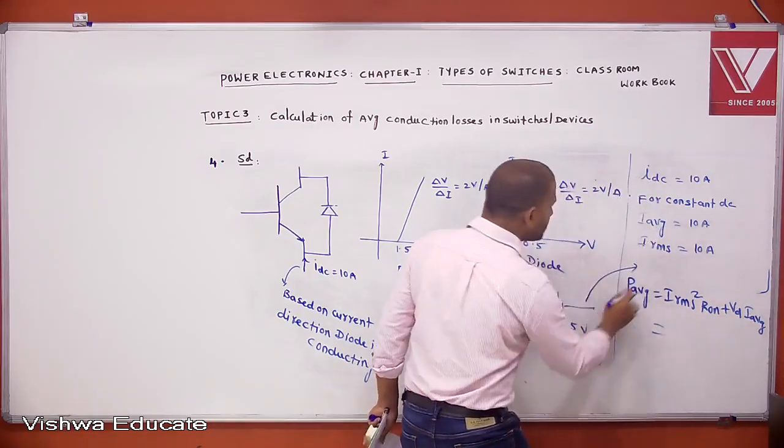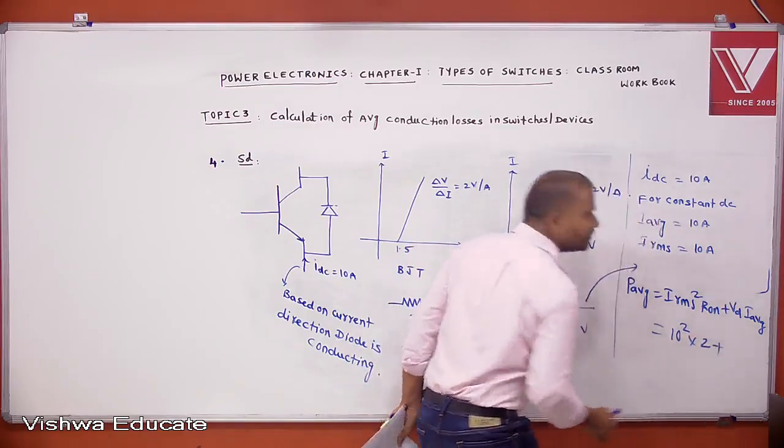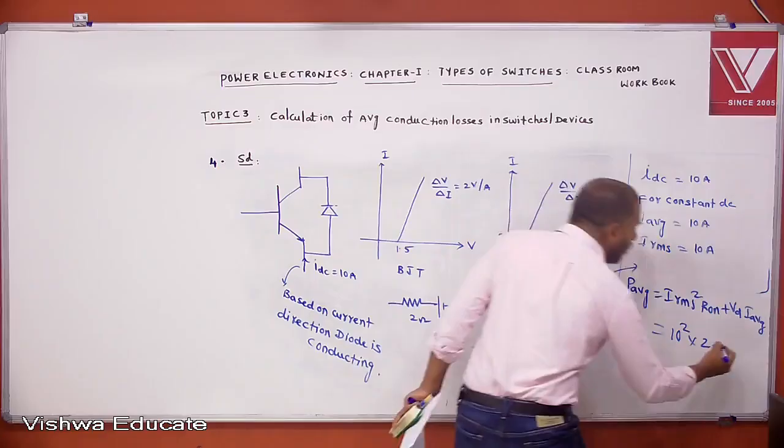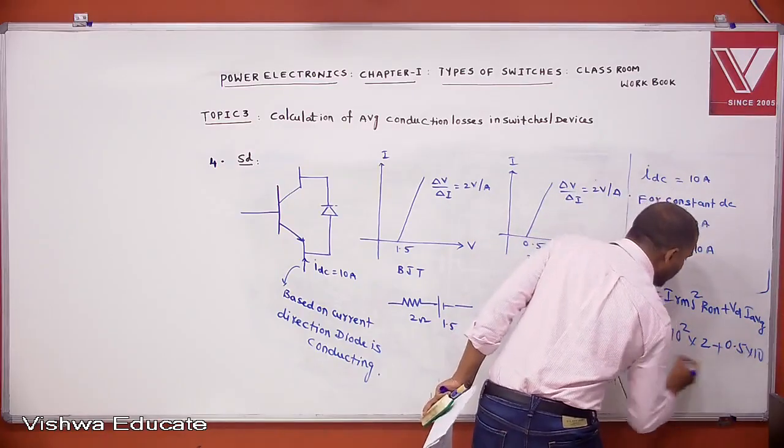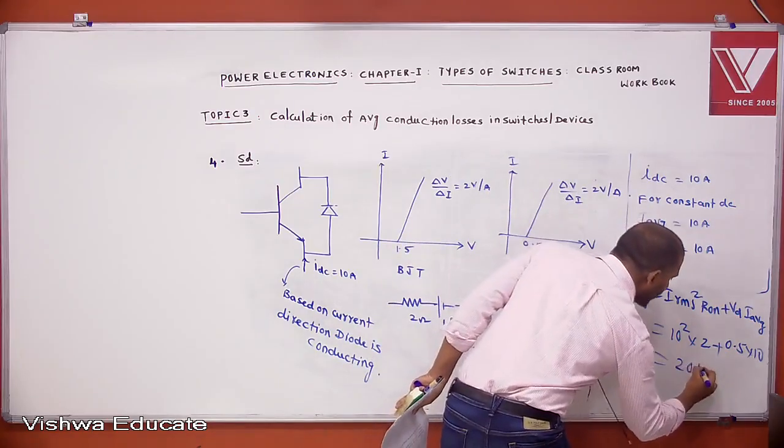What is I RMS? That is 10 square. What is the on-state resistance? 2 ohms. What is VD? 0.5. What is I average? 10. How much do you get? 200 plus 5, this is 205 watts.